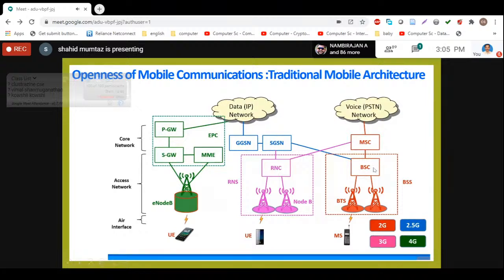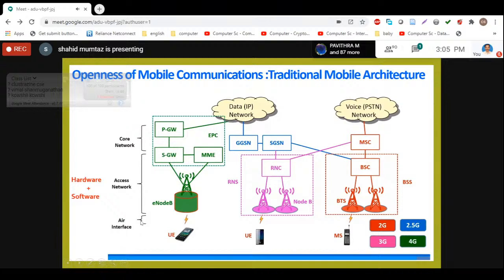Okay, so this is more or less the architecture which you can see. This is my 2G network, this is 3G, and this is 4G. I'm mostly talking about 4G, which is more advanced. We have the eNodeB talking with my phone, then I have the evolved packet core. We have the serving gateway, MME, and packet gateway, and they connect with your IP network cloud, which can be public or private. This part is called the core, this is the access, and this is the air interface.